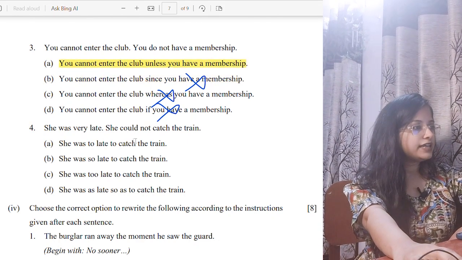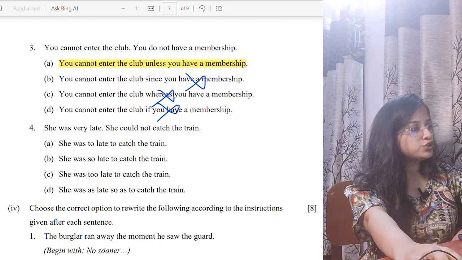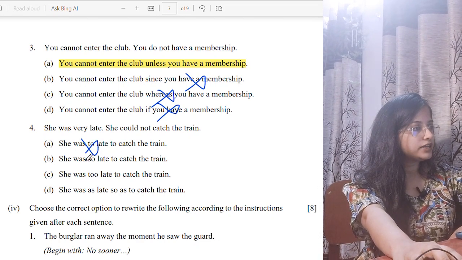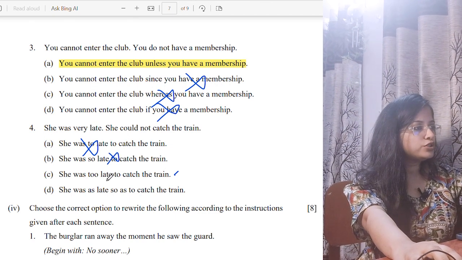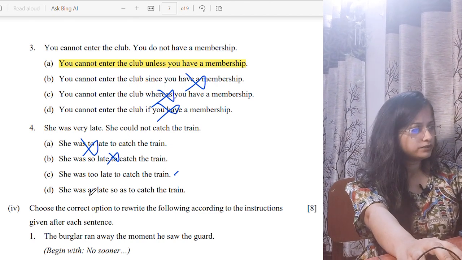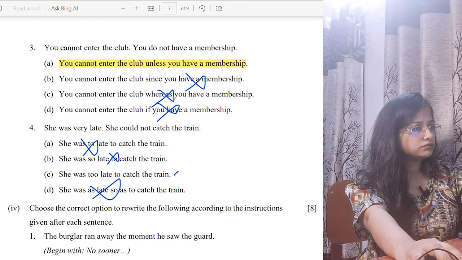Fourth one, she was very late, she could not catch the train. She was too late. See, "to" is incorrect. It should be "too". So this one is correct. She was so late, with "so" it should be "that". So here it is incorrect. She was as late, so no.